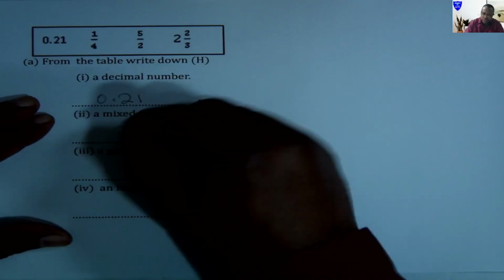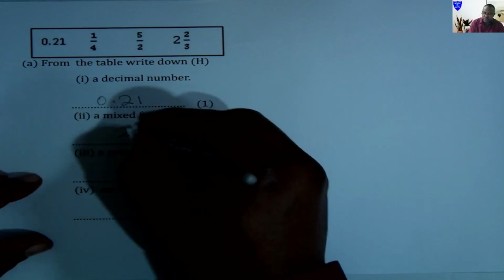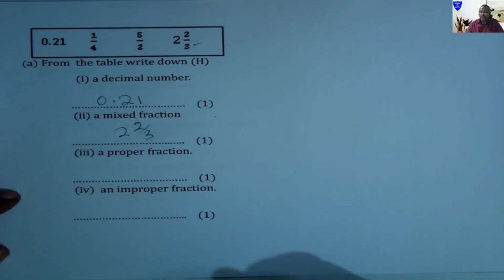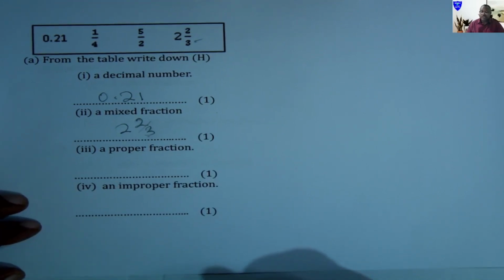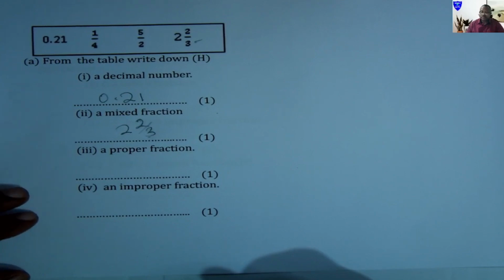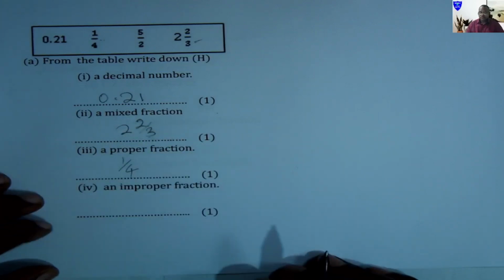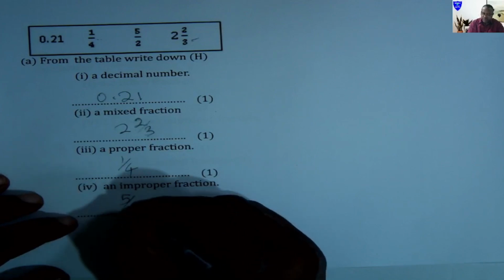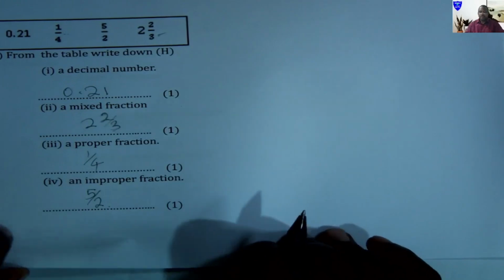1/3. Yeah, that is 2 1/3. That one there. Okay. Then a proper fraction. A proper fraction is a quarter. That one there. And an improper fraction is 5/2. Okay.